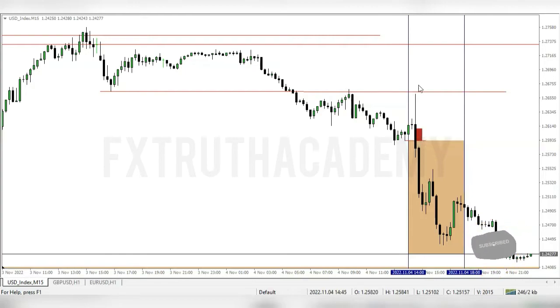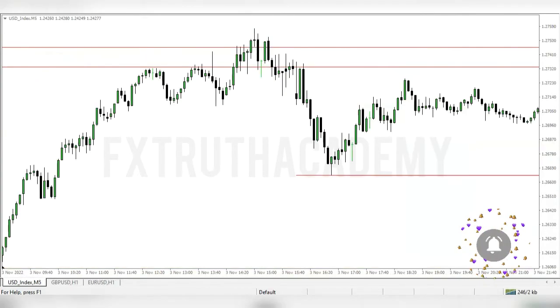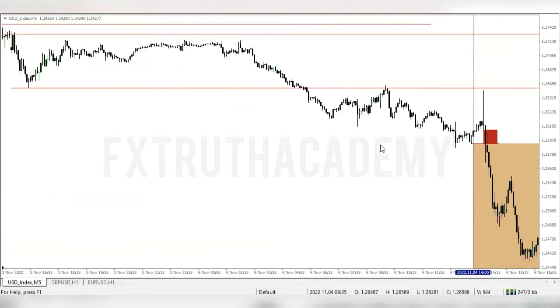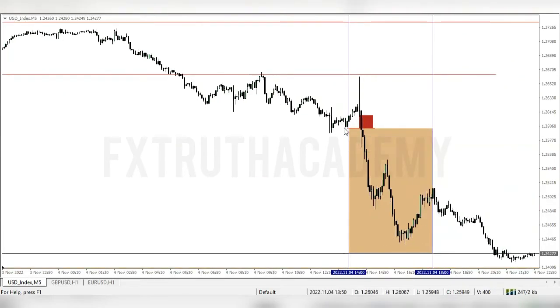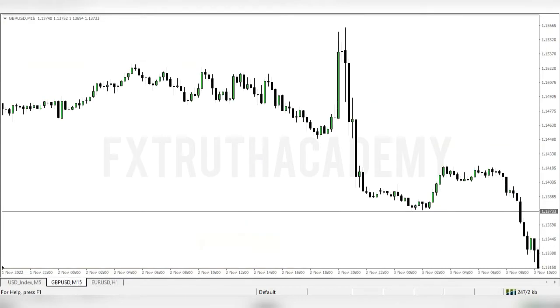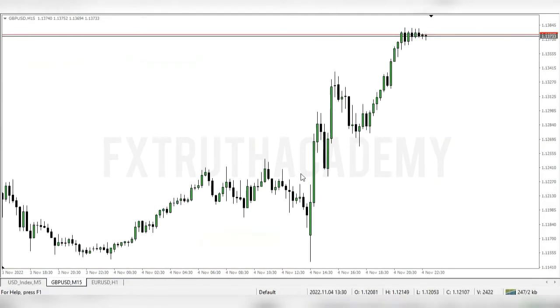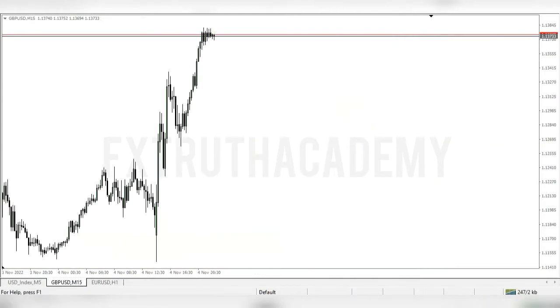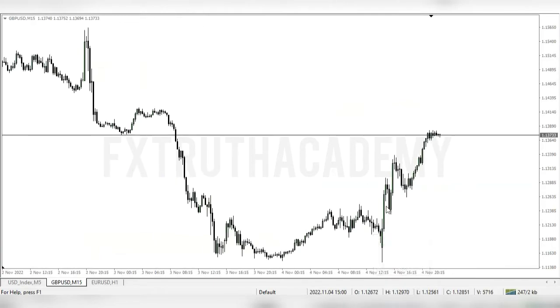So when I saw this rejection right here, I dropped down to the 15 minutes and I wanted to see a break of structure. So if price broke below this swing low right here, I'm going to use that as a reason to go short. You understand? At the same time, I was also watching prices on the pounds, price expanding to the upside.